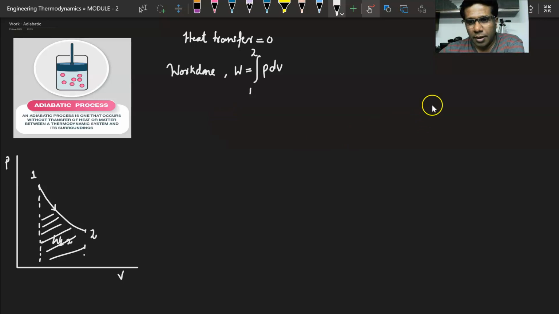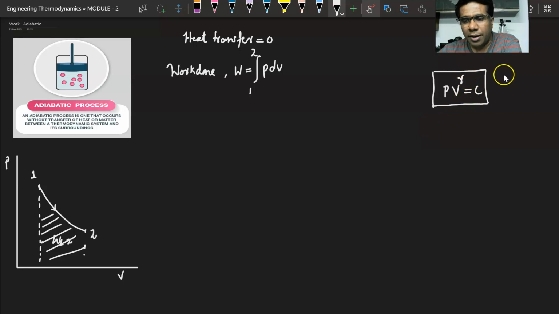So here, PV raised to gamma is a constant. This is the standard equation for an adiabatic process, where gamma represents the index of expansion or maybe compression, and it depends on the gas or the fluid that is being used during this particular process. For example, the adiabatic index or gamma for air is equal to 1.4.